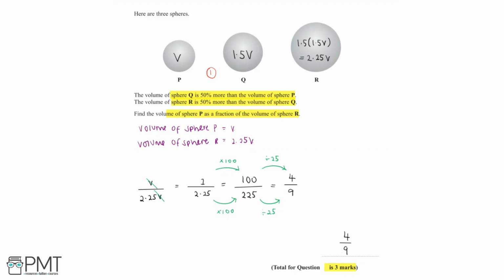And the second mark is for finding that the volume of sphere R would be 50% greater than the volume of sphere Q, and we did this by doing 1.5 multiplied by 1.5 V, and for showing that the volume of sphere R would therefore be equal to 2.25 V.